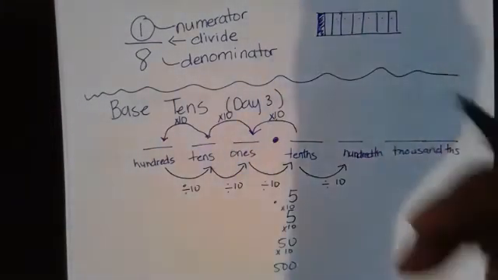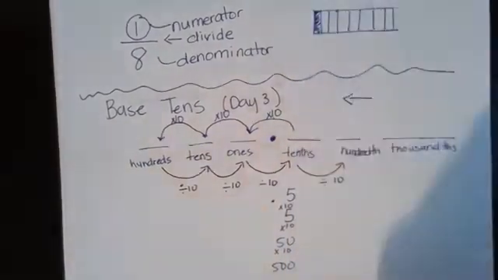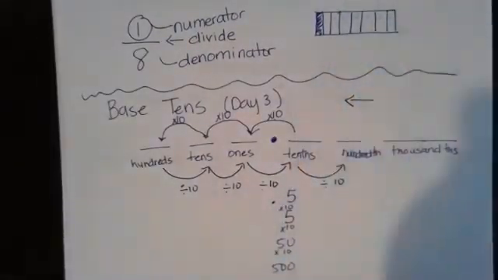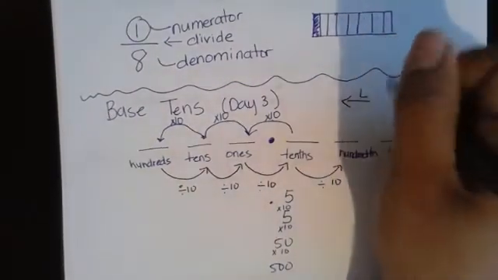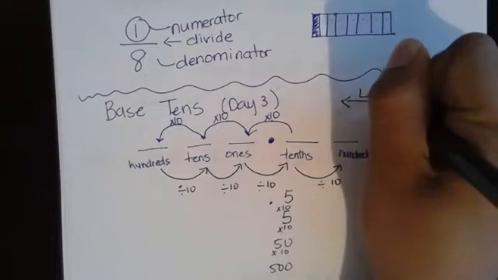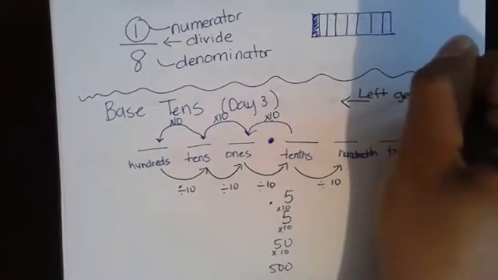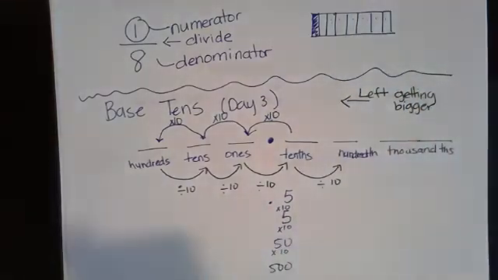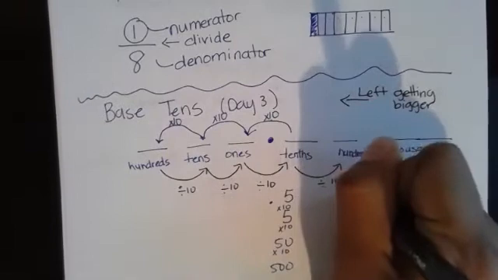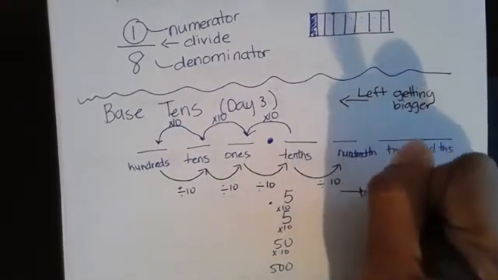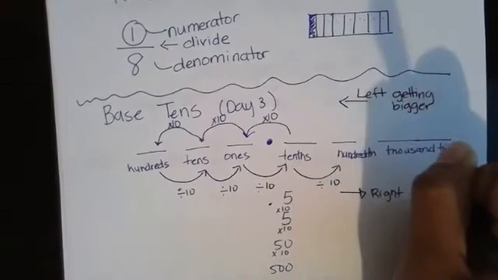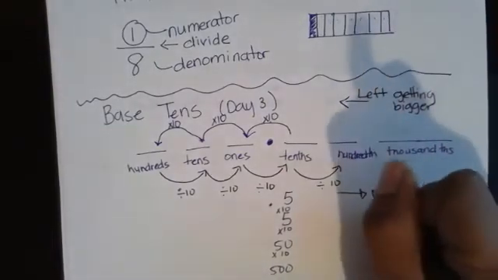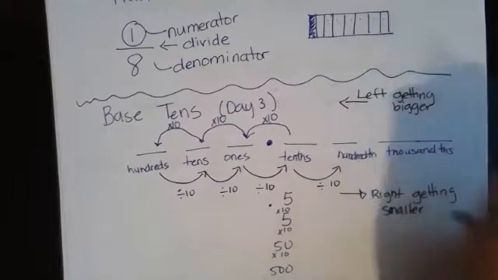So if I'm moving to the left, I have to check my sides, I'm getting bigger. And from multiplication and division, there's only one that gets bigger, which is multiplication. And if I'm going to the right, it's getting smaller, right? And the only one that makes sense would be division.